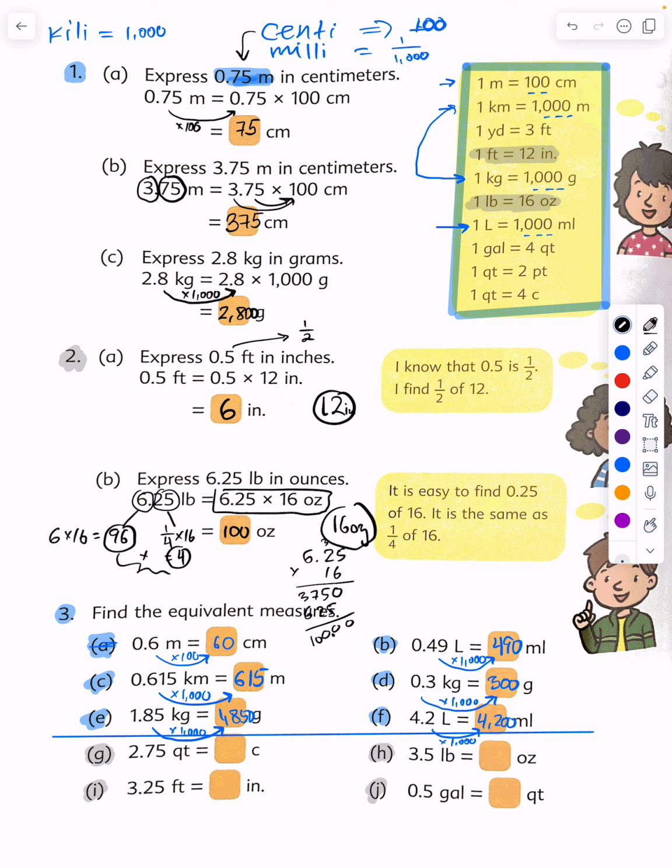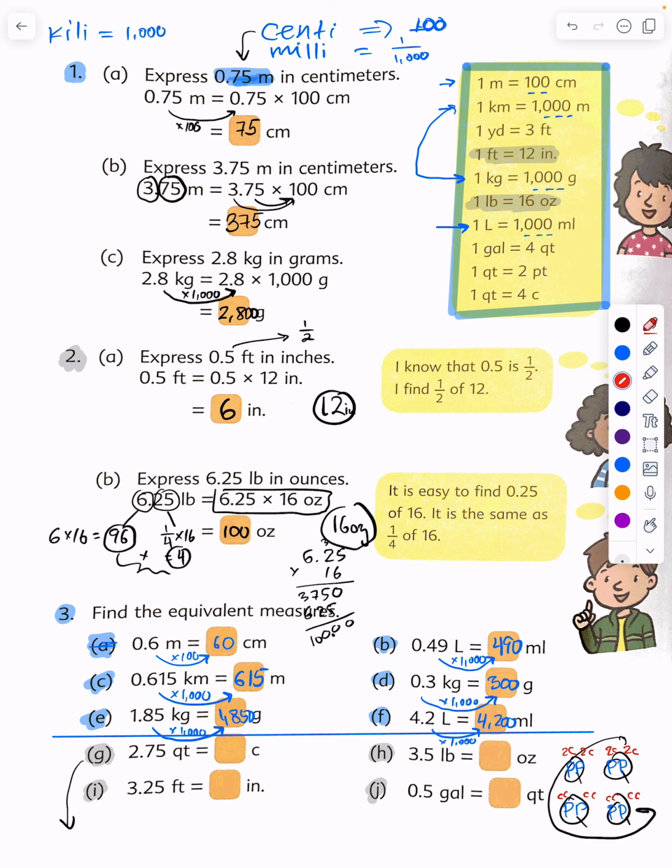Let's practice a little bit more. Example G, we have 2.75 quarts into cups. I hope you remember the story of Kingdom of Galen at this point. Remember, in the Kingdom of Galen, there were 4 queens. Q stands for quarts, and each queen had a prince and a princess. And each prince and princess had 2 cats. This is a very crowded joint.